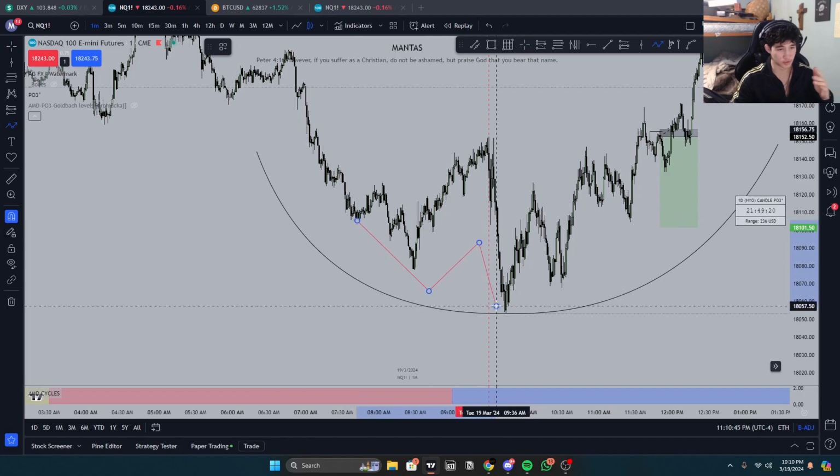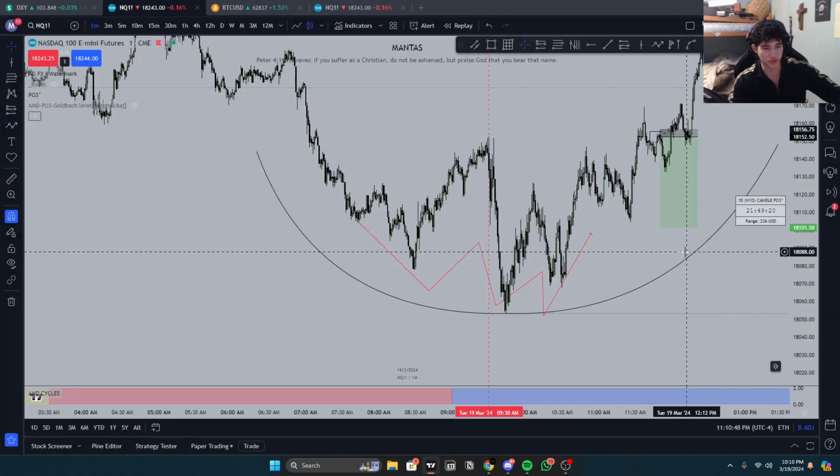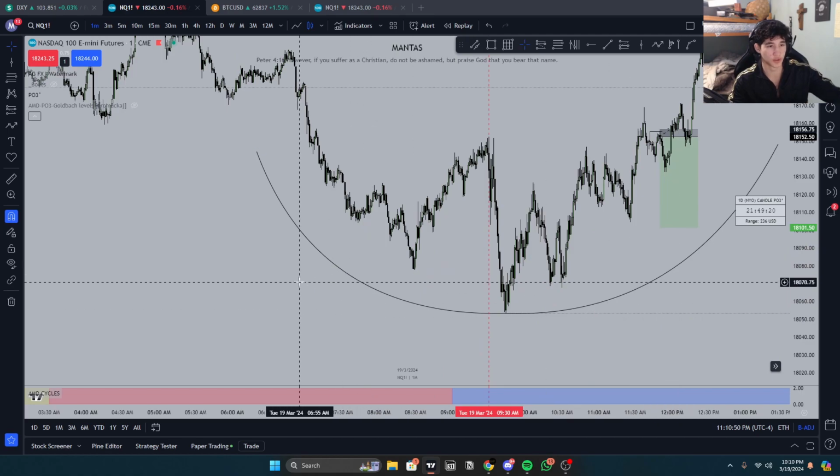Okay. Recap. Market maker buy model right here. Okay, so going into the day, we wanted manipulation for Tuesday, and that's what we got. We got some manipulation lower, swooping this low.